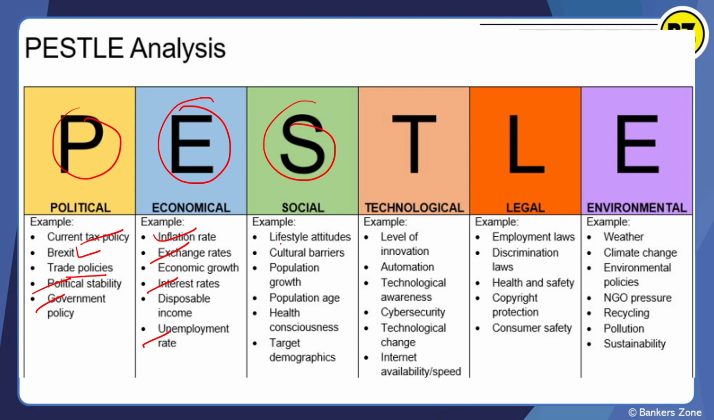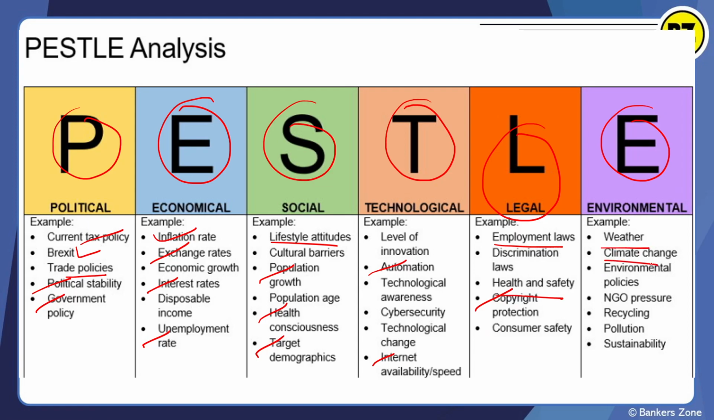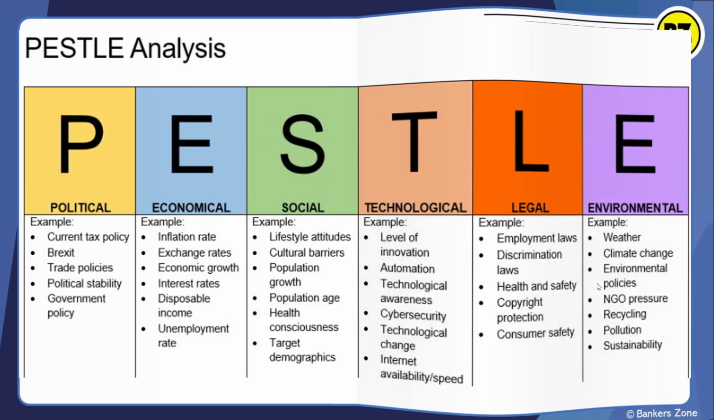Then social means the lifestyle and attitude of that country, population, health consciousness, religion, like that. T for technological means how automation and technology are being used, the internet, etc. L is for legal, meaning the employment laws, any health or safety laws, copyright laws. Then E for environmental means the weather there, how the climate is changing, how much NGO pressure there is, how recycling is being done, pollution, and so on. This is the PESTEL analysis.